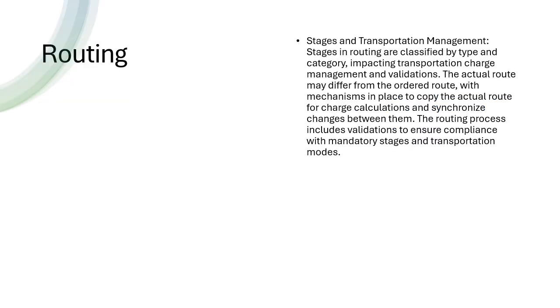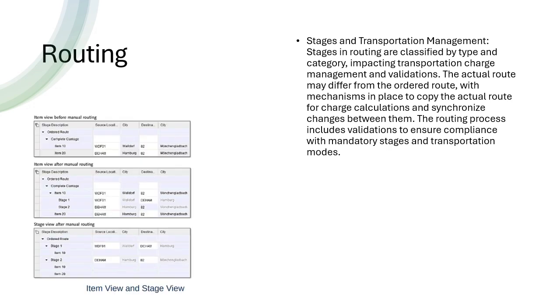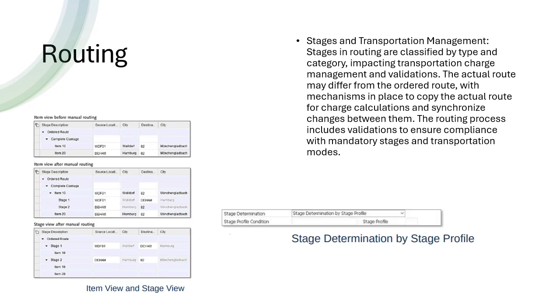And then coming to the next slide, this image shows the item view and stage view. So in a forwarding order with a different source location might require separate stages, in which case SAP TM offers users the ability to switch between item views and stage views, making it easier to manage complex routing scenarios where items may be consolidated or split during transport. And this image shows how stage determination can be controlled by a stage profile within SAP TM.